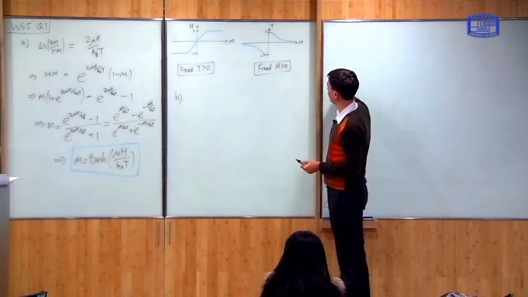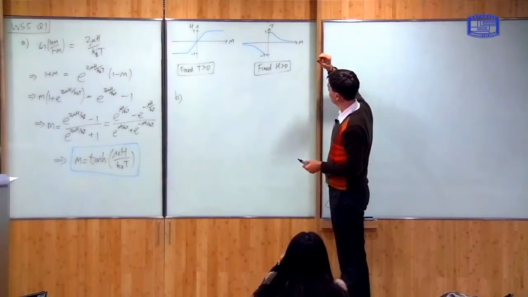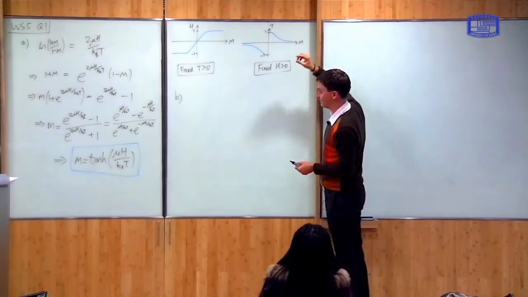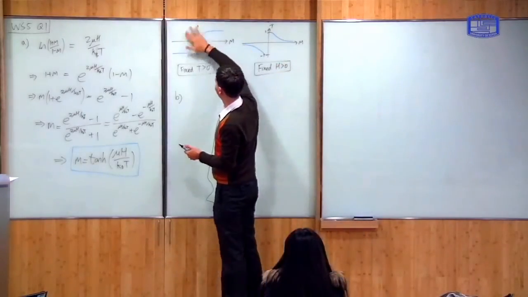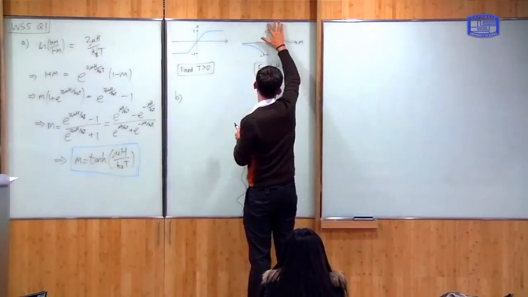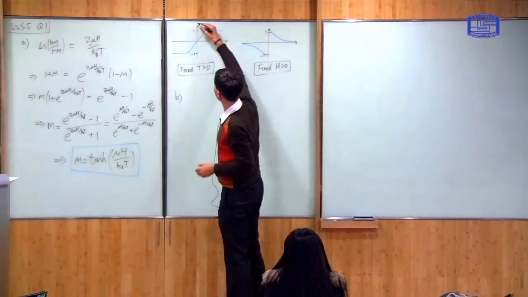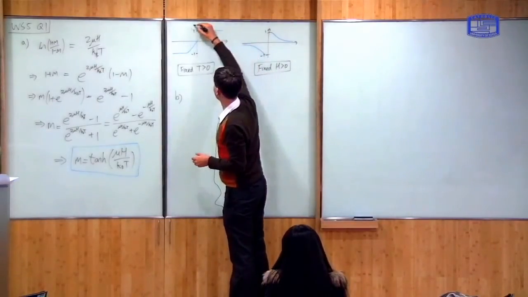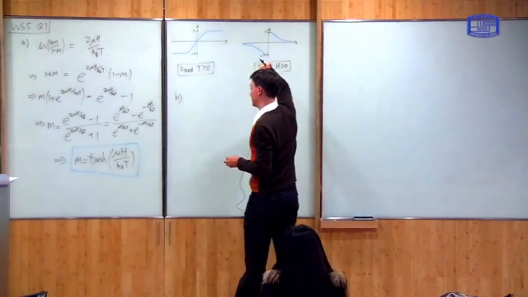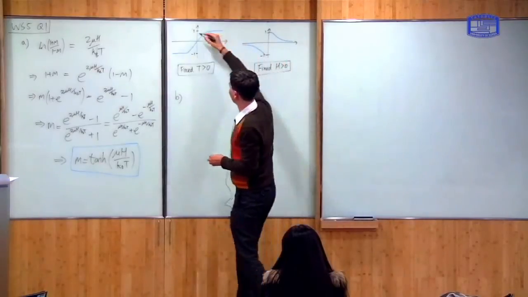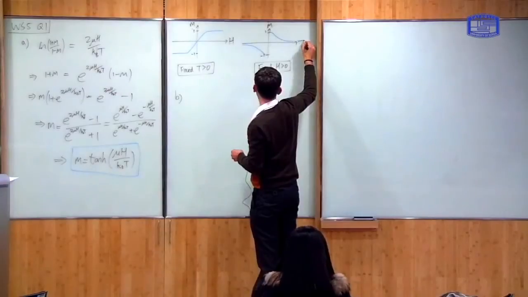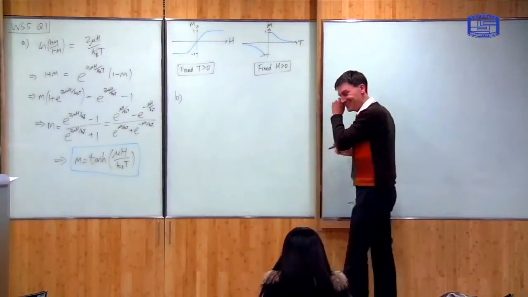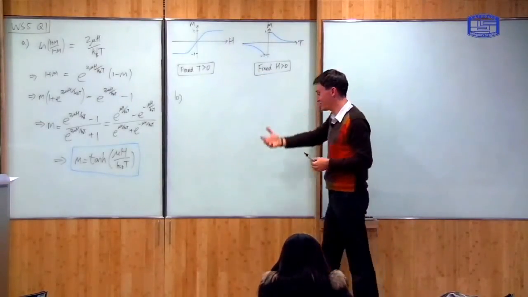Sorry, this isn't right. In both cases, I've got the axes wrong. That's why it doesn't make any sense. This is the magnetization as a function of field. This is the magnetization as a function of temperature. Sorry. But what I was saying is correct.